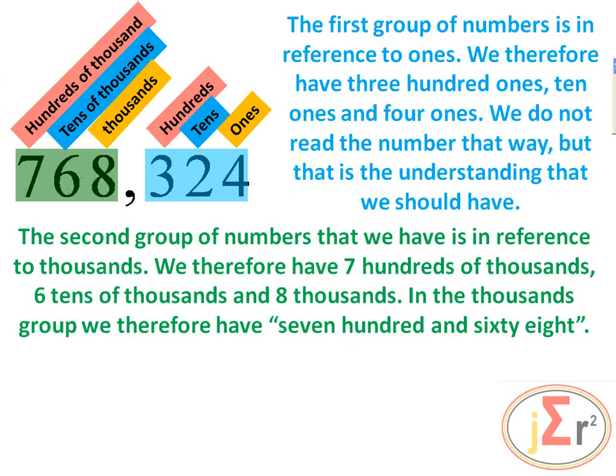And after the thousand group of numbers, what group of number will we have, Jerry? Millions. Alright. So after the thousand, we will have the million. And after the million, we will have the billion. Right. So Jerry knows a lot about those numbers in their particular groups.